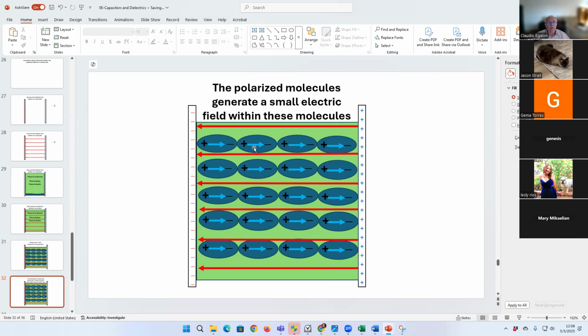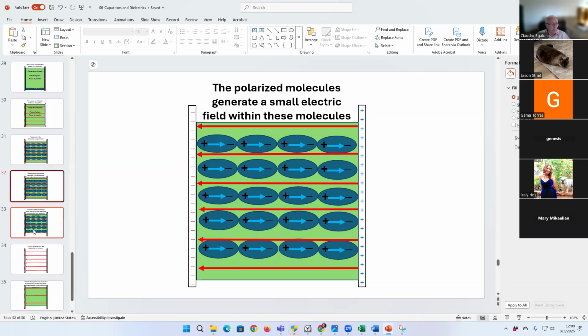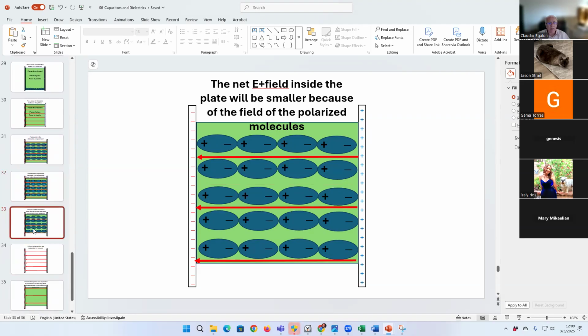Here's the electric field inside the molecules because of the polarization of the charges of the molecules. Notice that the main electric field points to the left. The inner electric field of the molecules is going to point to the right. What does it mean? It means that we are going to have a net electric field that's going to be weaker. Did you see that?